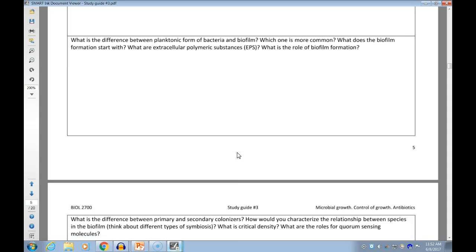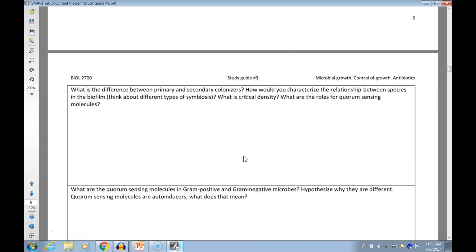Yeah, it should be here. Good that we found it. What is its role? Okay, so EPS: what is its role in biofilm formation? Primary, secondary colonizers, order of colonization. How would you characterize relationships between cells in the biofilm? It's either mutualistic or commensal, or both.